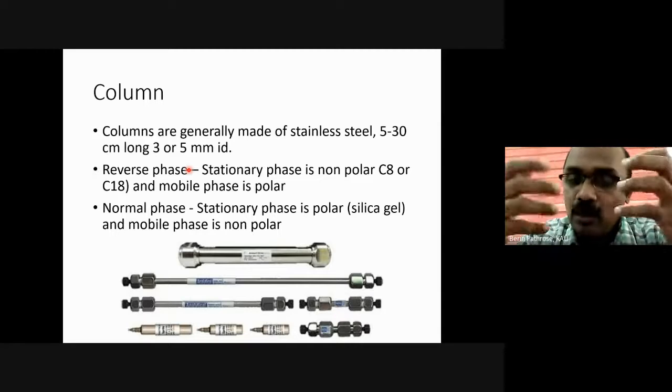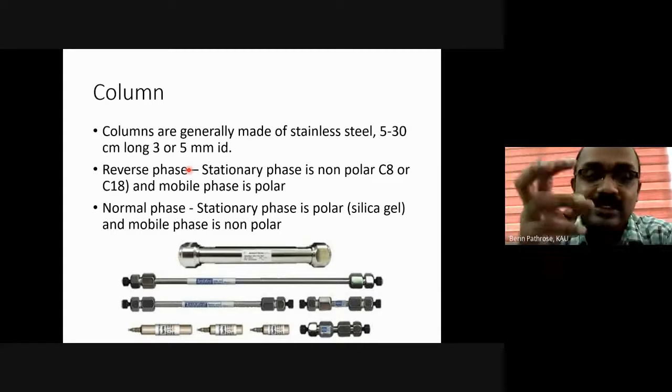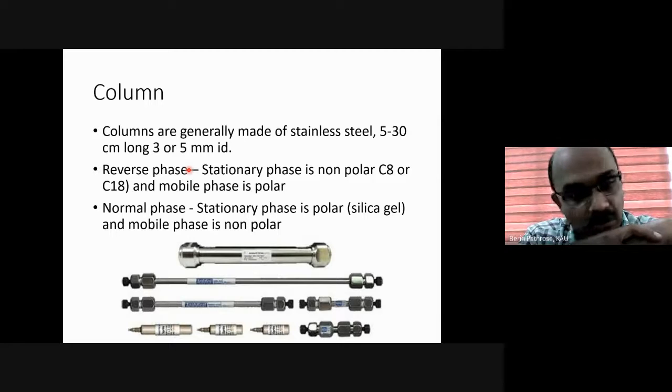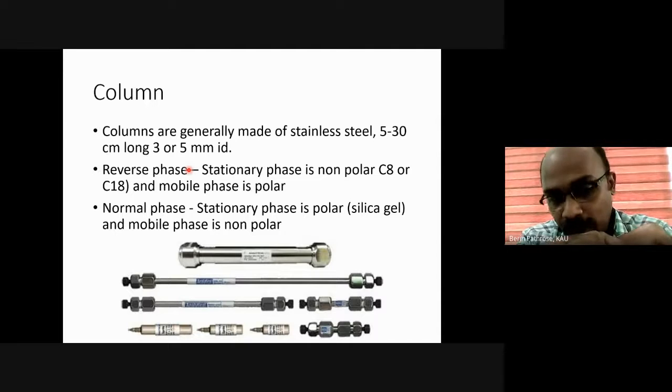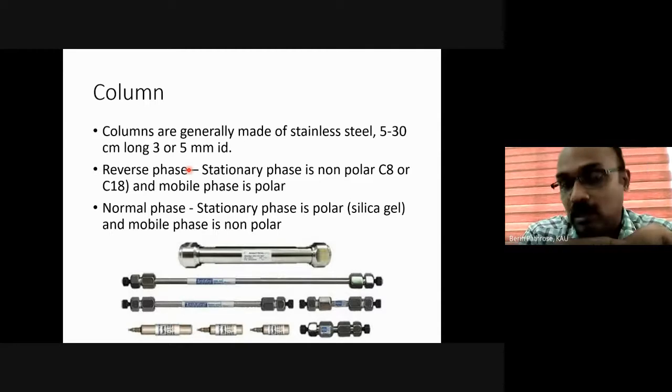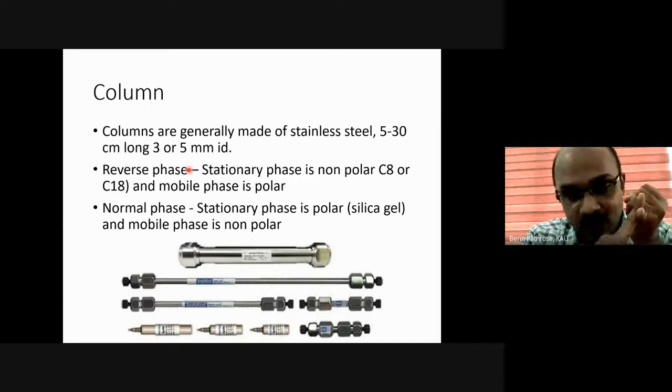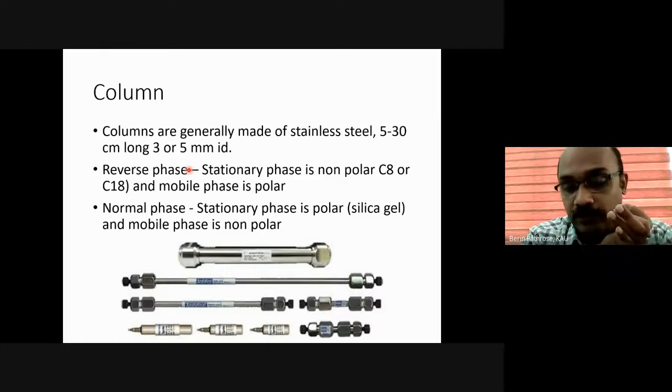So depending upon our requirement, we usually select a C8 or C18 column. So that we can vary. C8 or C18, for specific analysis only we vary. Otherwise, normally we purchase a C18 column, a very non-polar column. Whereas the mobile phase will be polar. That's why we normally use methanol, acetonitrile, or water.